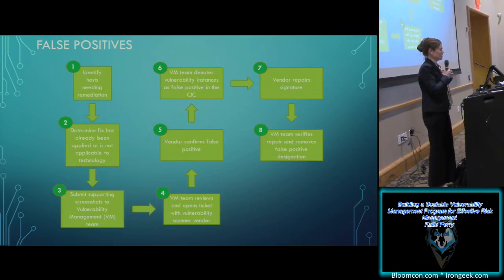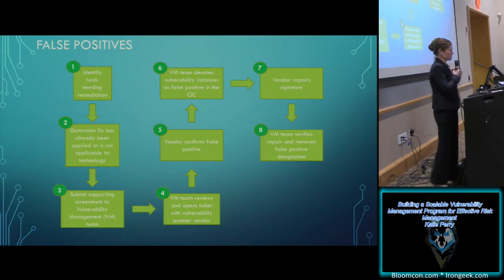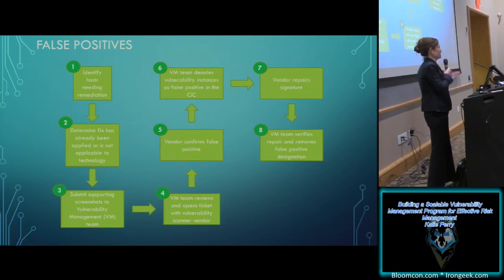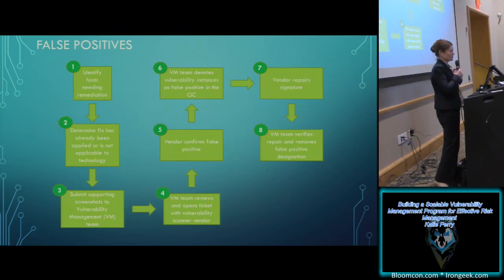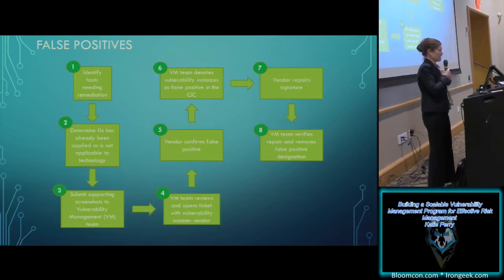What begins this process is the hosts that you've been given that need remediation. You've determined that the fix has already been applied or it's not applicable to the technology. So what you want to do is take some screenshots. If you're the system administrator, then you want to take some screenshots showing the evidence, like, hey, this is not applicable, or look, I already fixed this, but it's still showing up as active. And you send that to the vulnerability management team. And then we'll review it.